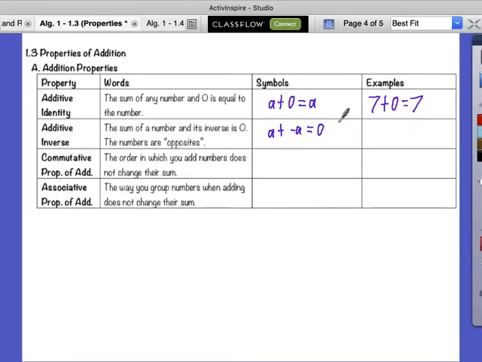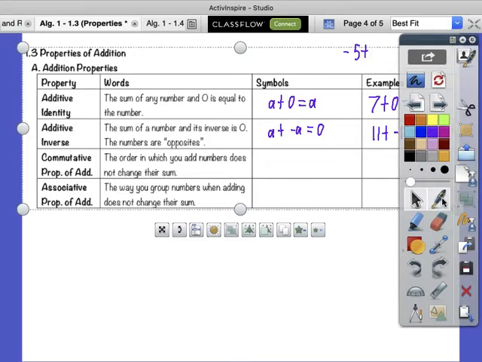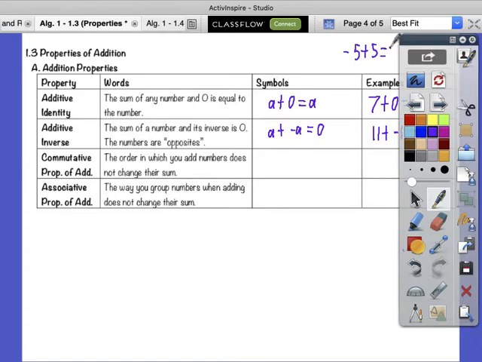Okay, Raquel, give me a number. Let's go with 11. So 11 plus negative 11 would give us what? 0. Anytime you add the opposite or the negative of that number, you get 0. Now, just for an extra example, what if I started with negative 5? What would I have to add to that to get to 0? Positive 5. That's because the opposite of a negative is a positive.